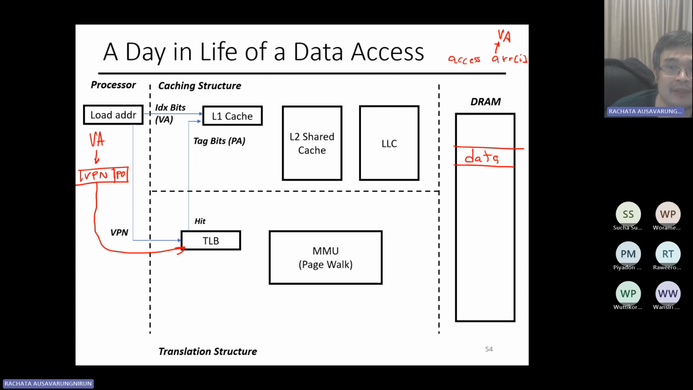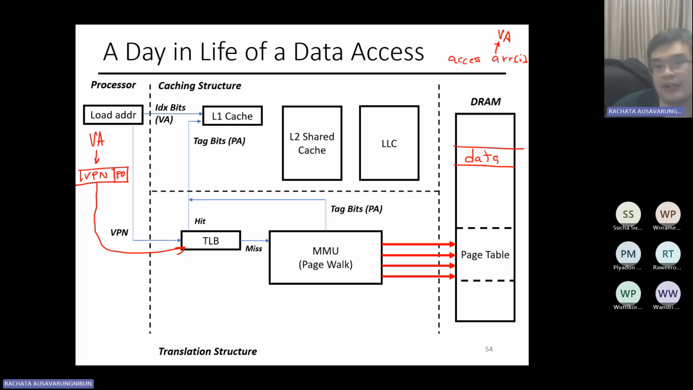You use it as a tag, check into the L1 cache. Otherwise, if you don't have that in the TLB, you perform the page walk, which means you go to memory 4 times to get your physical address, and finally, now that you have the physical address, you go back to the cache. Now you can access the cache. If it's in the L1, return the data back to the processor.